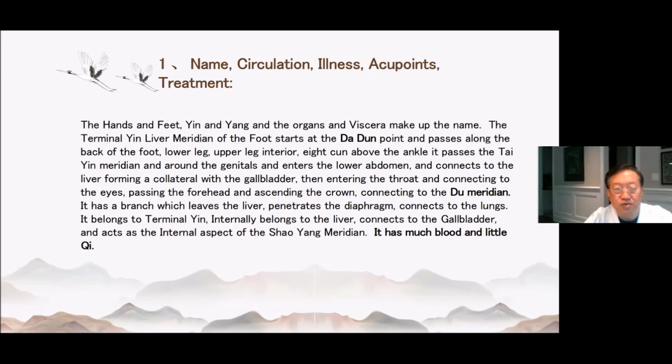It connects to the liver, forming a collateral with the gallbladder, then entering the throat and connecting the eyes, passing the forehead and ascending to the crown, connecting to the du meridian. It has a branch which leaves the liver, penetrates the diaphragm, connects to the lungs. It belongs to terminal yin. Internally, it belongs to the liver. It connects to the gallbladder and acts as the internal aspect of the Shaoyang meridian. It has much blood and little qi.